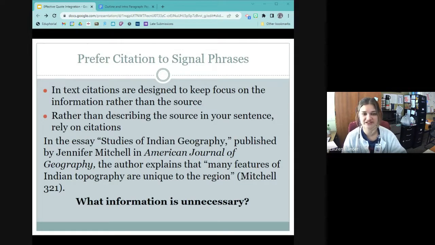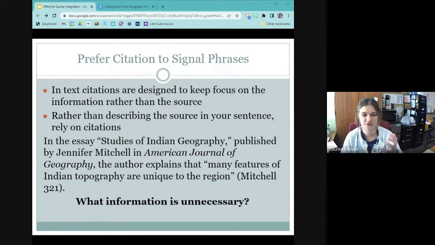Another thing to do, instead of giving these long signal phrases that take away from the really content of your essay, we want to instead put citations. So an in-text citation is that proof of where we got that piece of data, the piece of information, whatever your evidence is. And so I don't also need to go through and explain what the source was. So instead of describing that my source is from the essay of Indian geography published by blah, blah, blah, I just need to have the citation.